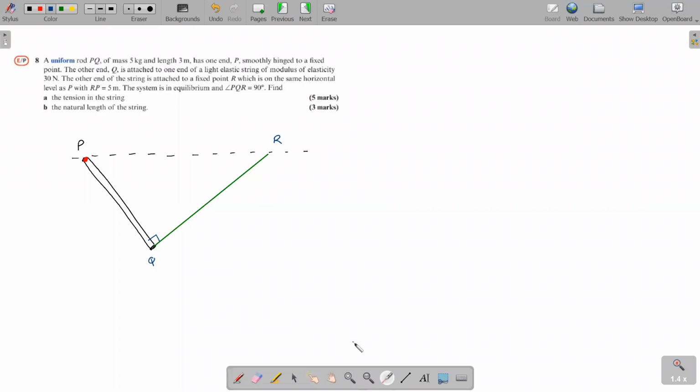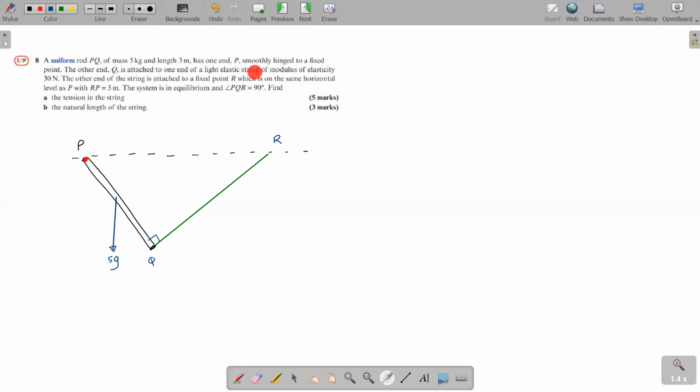So guys, now it's time to mark all the forces. Shall we mark all the forces? It's a uniform rod PQ of mass 5 kilogram. A uniform rod means the weight acts at the center. So you mark the weight at the center, so this is 5g. And what else do we have? You have a uniform rod of mass 5 kilograms, I mark the weight at the center.